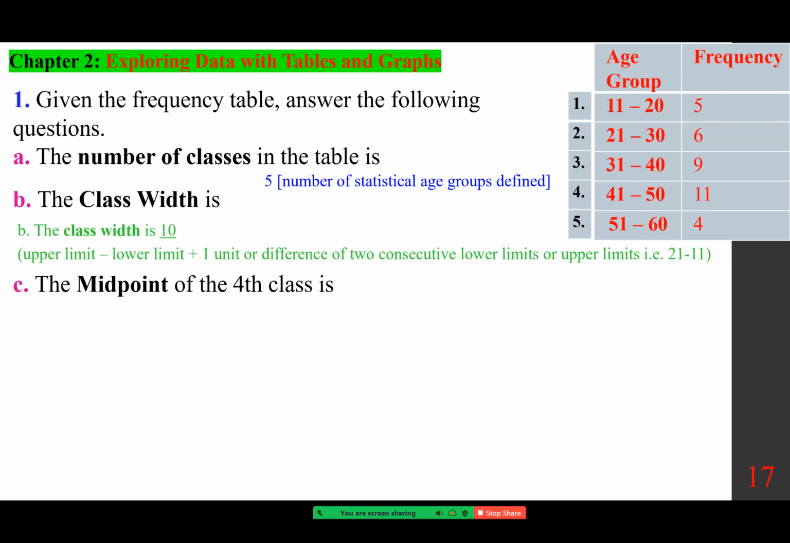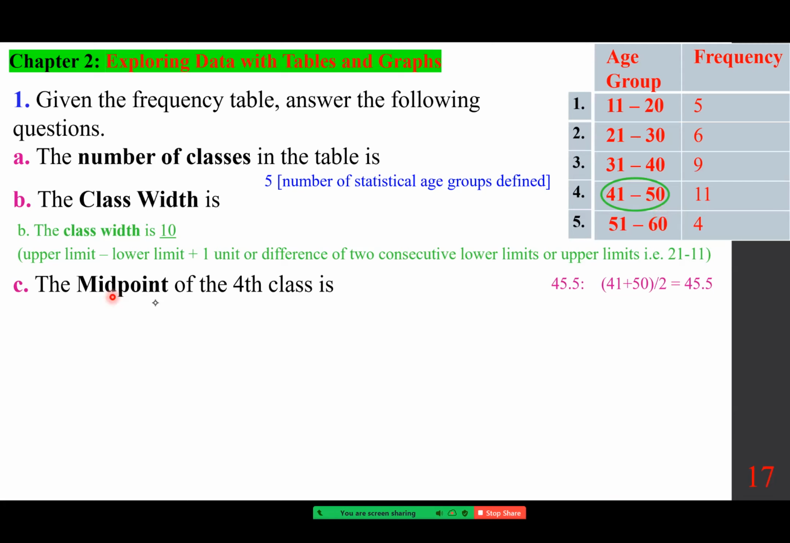The midpoint of the 4th class. So again, this is 1, 2, 3. Here's the 4th class. The midpoint, you add up the lower limit and the upper limit, you divide by 2. In this case, we have 41 plus 50 divided by 2, which results in 45.5.